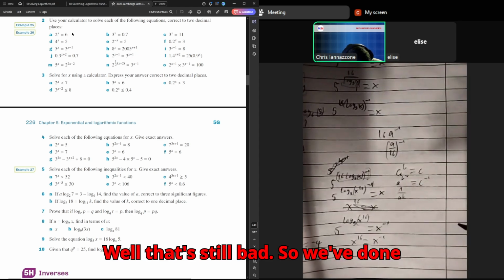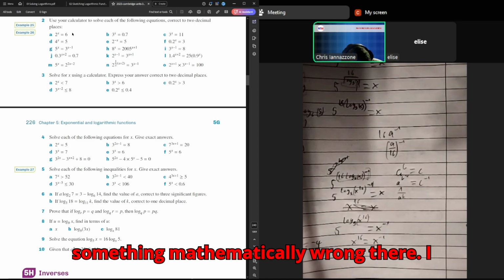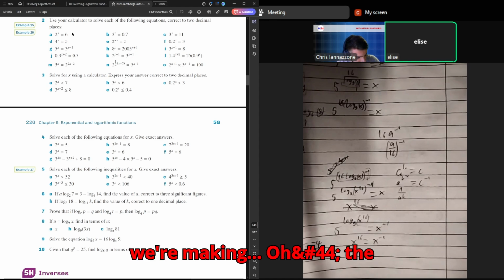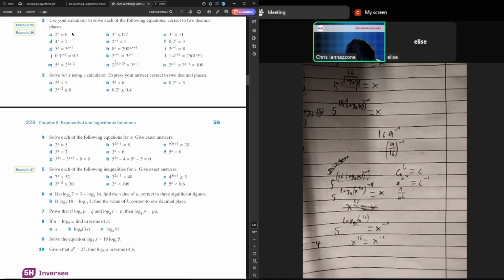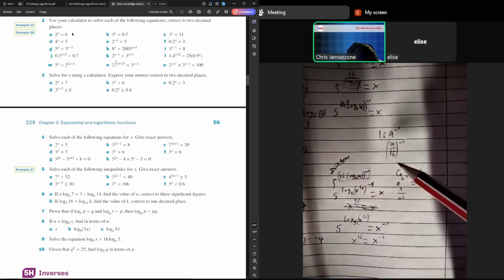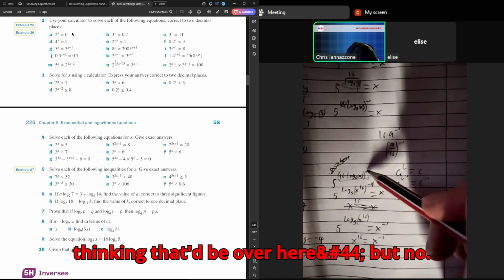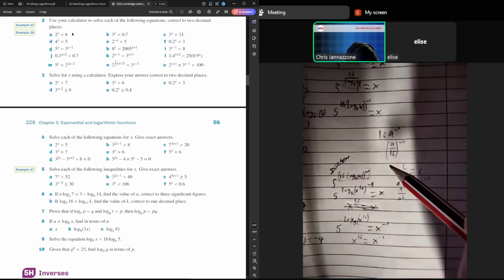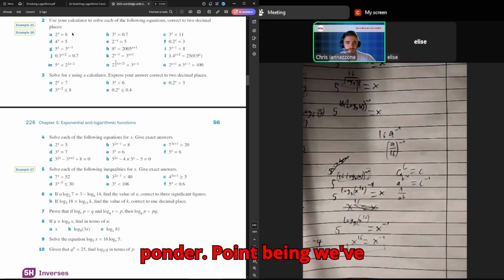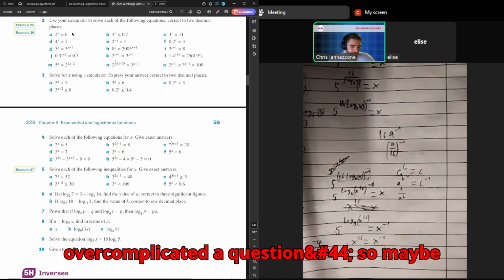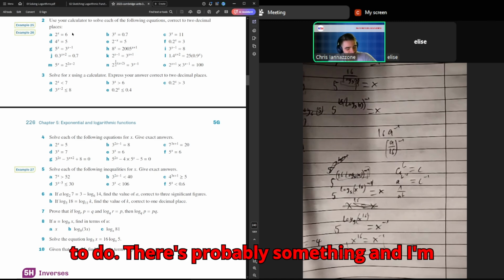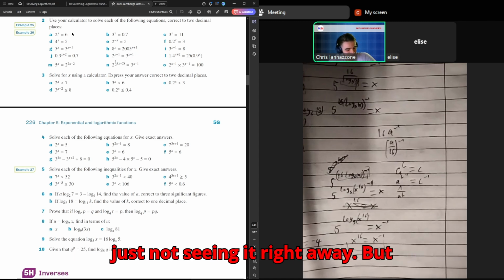Well, that's still bad. So we've done something mathematically wrong there. I think maybe if we're making. Oh, never mind. 16. Oh, the 16. Because that should. No, it's inside there. I was thinking maybe over here, but no. Yeah, I don't know. Something to ponder. Point being, we've overcomplicated it, so maybe we shouldn't be doing it this way, but I feel like there's something there to do. There's probably something, and I'm just not seeing it right away.